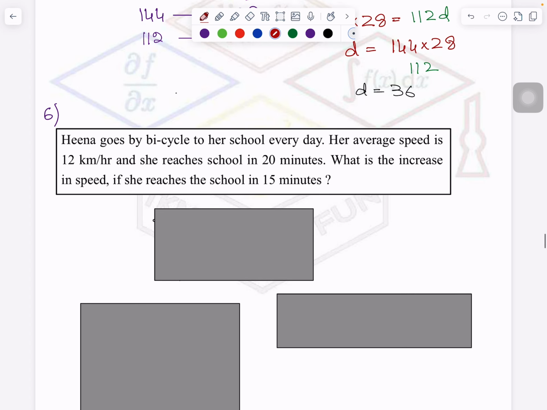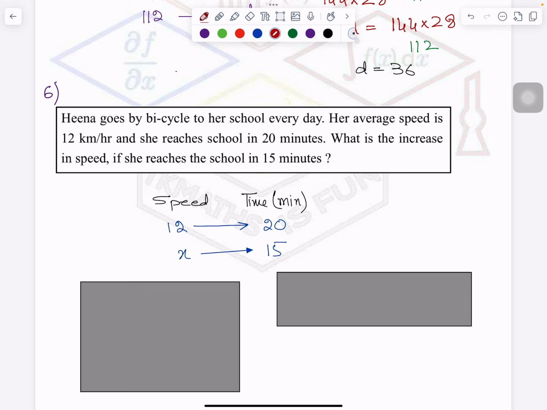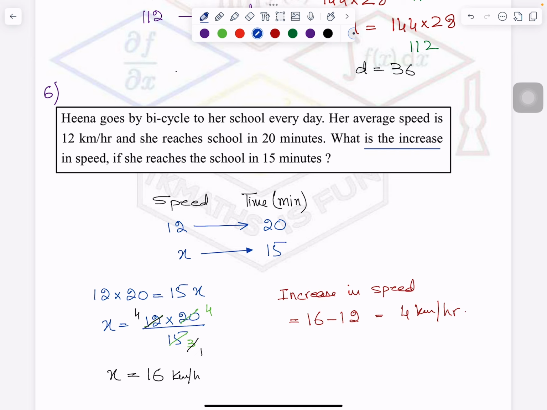Very right. Now this question I'm sure you have attempted. There is also a little trick. So what is that trick? Let's see. First of all, Hannah was going at the speed of 12 km per hour, and she reaches school in 20 minutes. So if she wants to reach in 15 minutes, then what should be the speed of the cycle? 16 km per hour. But this is not what the question is asking. The question is saying what is the increase in speed. So what will we do? Absolutely right. We will do 16 minus 12. So 4 km per hour is the increase she has to make in her speed.